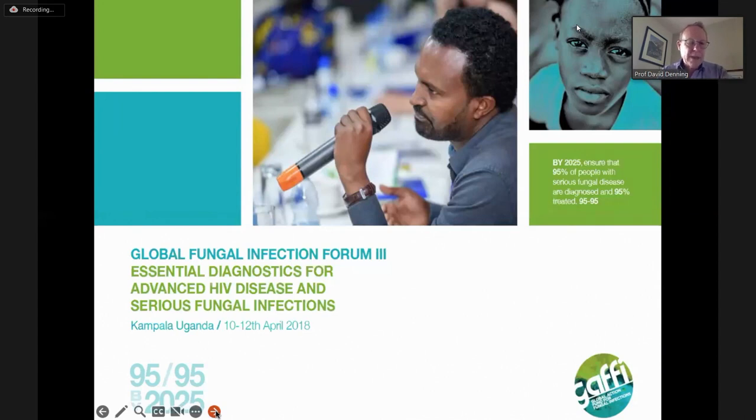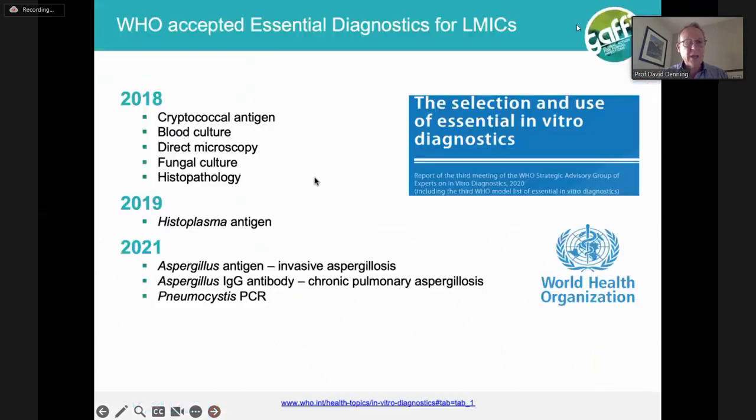So in Kampala in 2018, GAFFI held a meeting to examine which diagnostics are required for advanced HIV disease and other serious fungal infections. And immediately after that meeting, we submitted information to the WHO panel looking at which diagnostics should be on the new essential diagnostic list. And that included cryptococcal antigen, blood culture, direct microscopy for fungi, fungal culture, and histopathology.